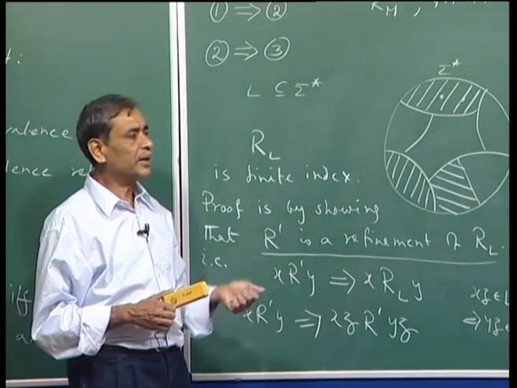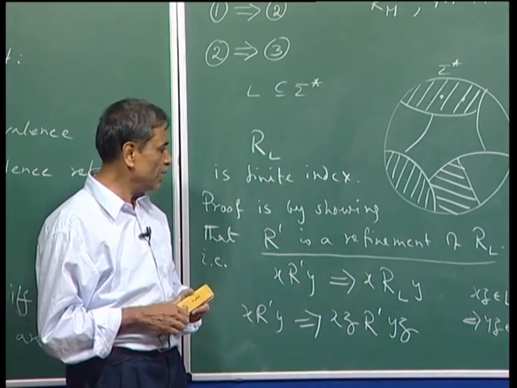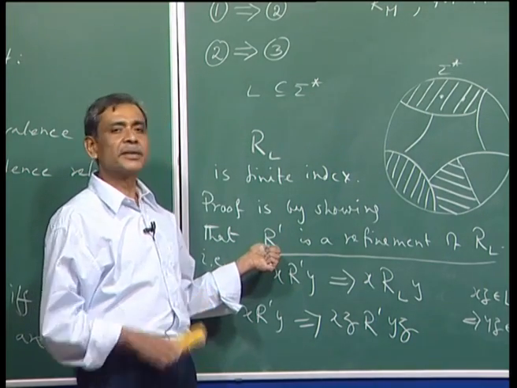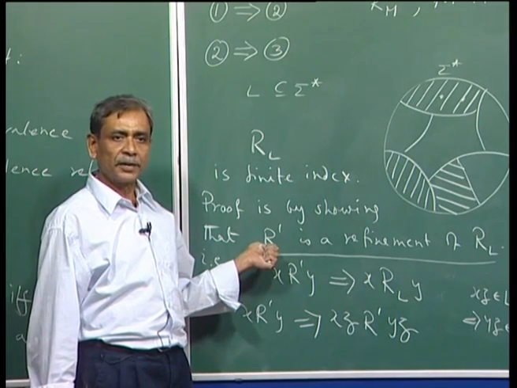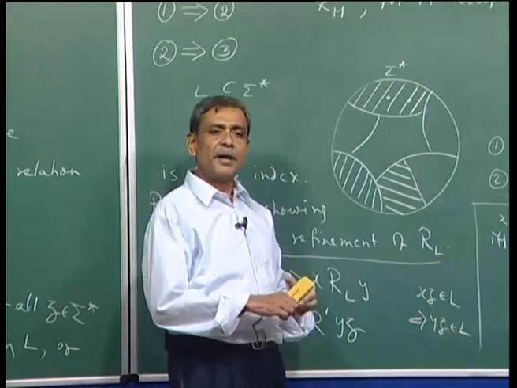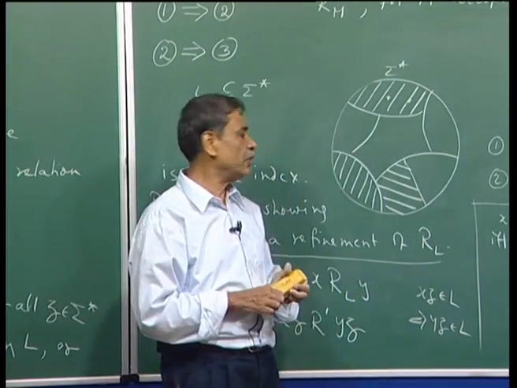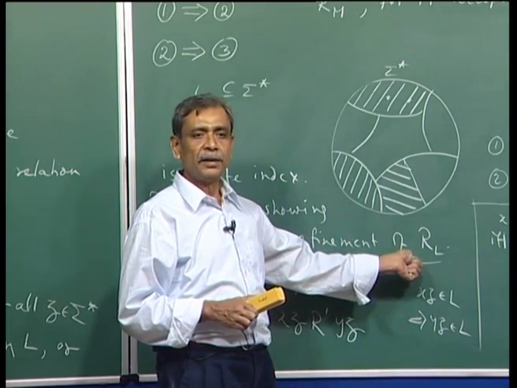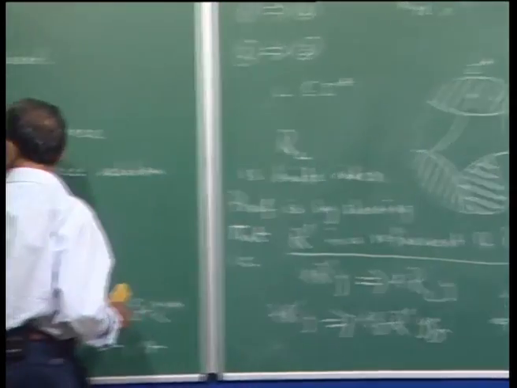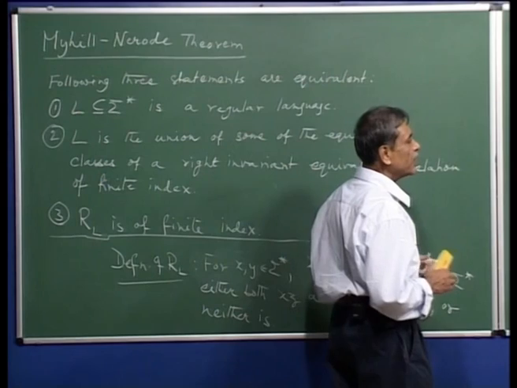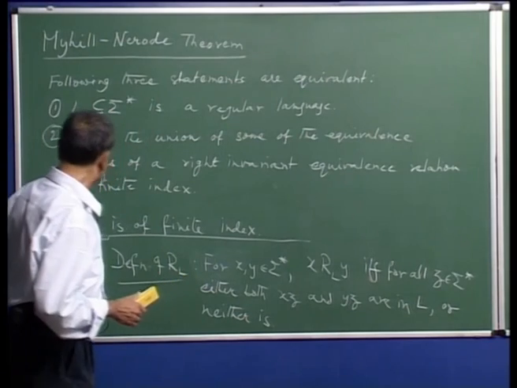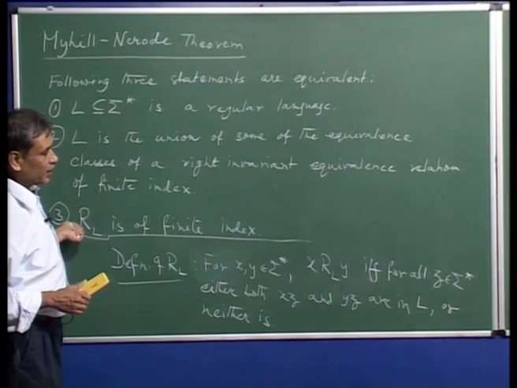Now, what does that mean? The number of equivalence classes of R L is less than or equal to the number of equivalence classes of R dash, right? Because R dash equivalence classes are made up by breaking apart some of the equivalence classes of R L. So, since R dash is of finite index, that is what 2 says, R L also has to be of finite index, and that proves statement 3, that R L is of finite index.